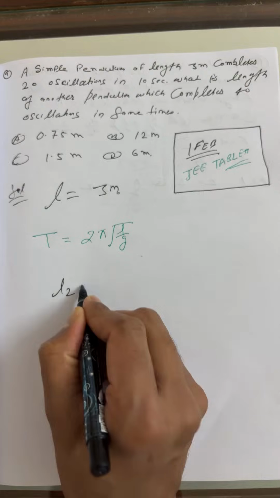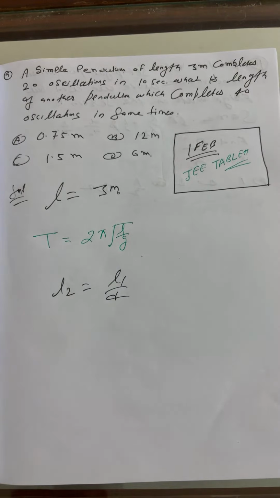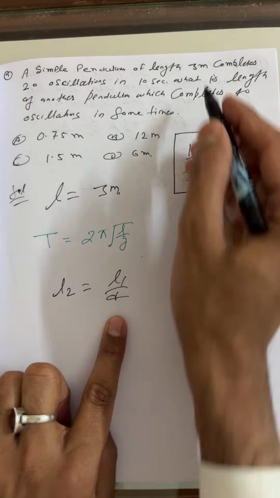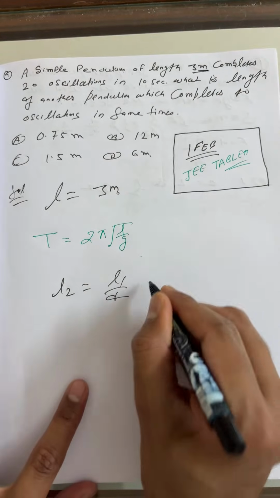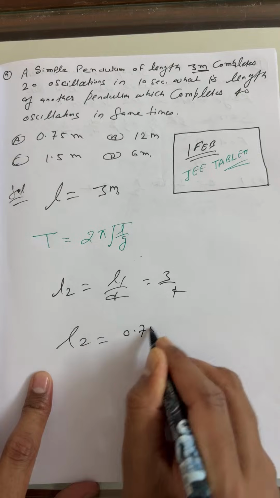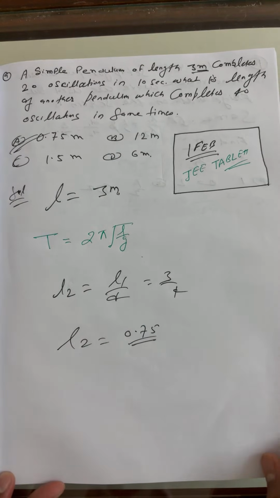So this I can write: L2 is equal to L1 by 4. Because this is simple, we can write here: what is L1? The length mentioned here is 3 by 4 g. Simply you can write 0.75. This is option number first.